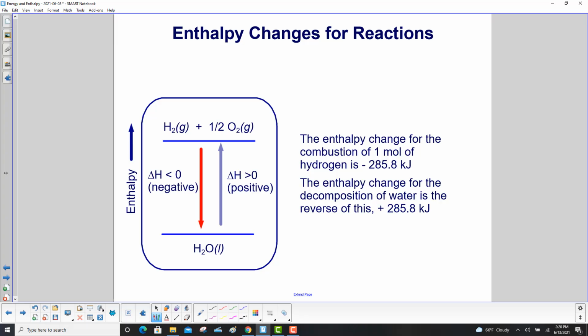Here's a pictorial version of it where we are combusting 1 mole of hydrogen with half a mole of oxygen. In that case, delta H is negative, it's less than 0, and you form liquid water. So you have a decrease in enthalpy. Now, if we go the reverse reaction, where we decompose water into hydrogen and oxygen, we have the same magnitude but the opposite sign. So delta H going up is positive. It's greater than 0.